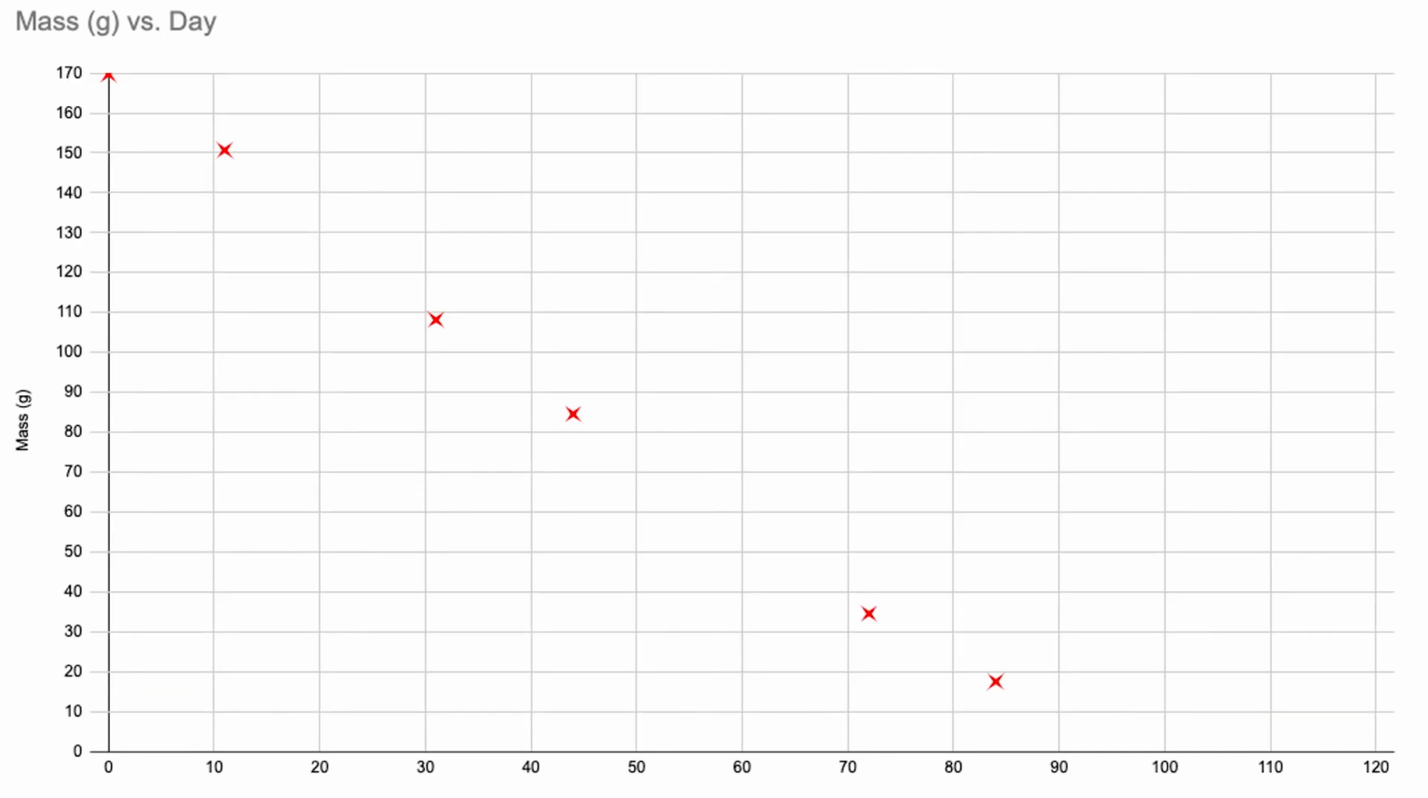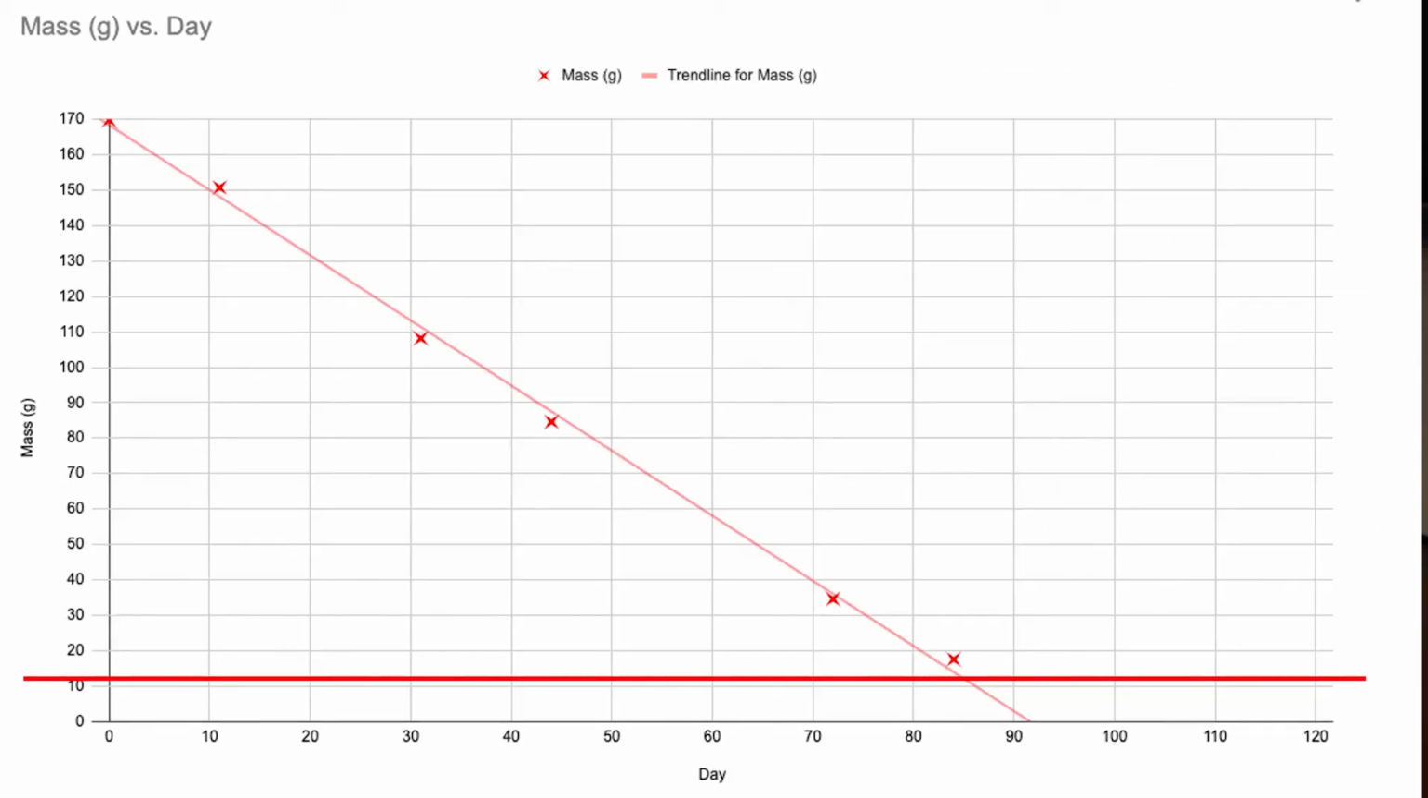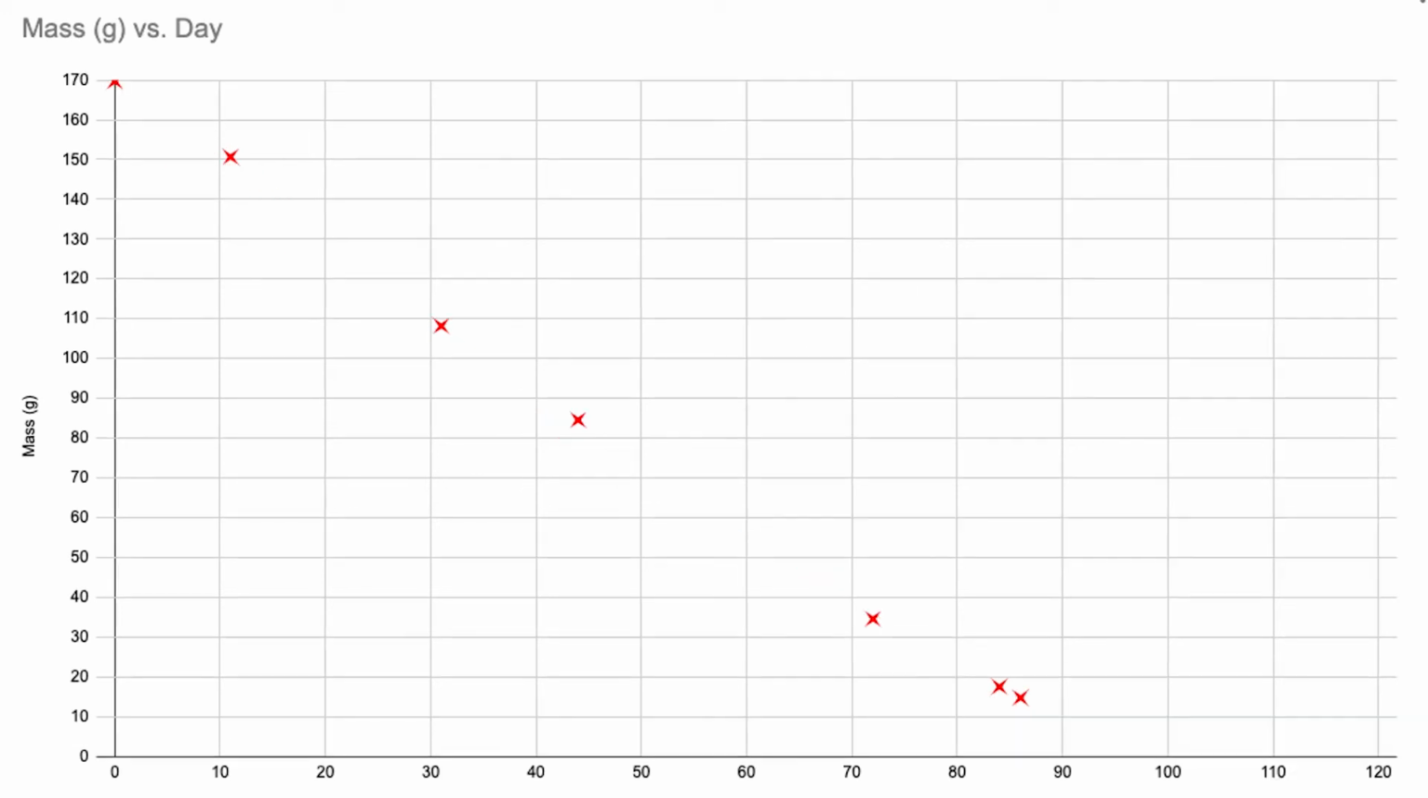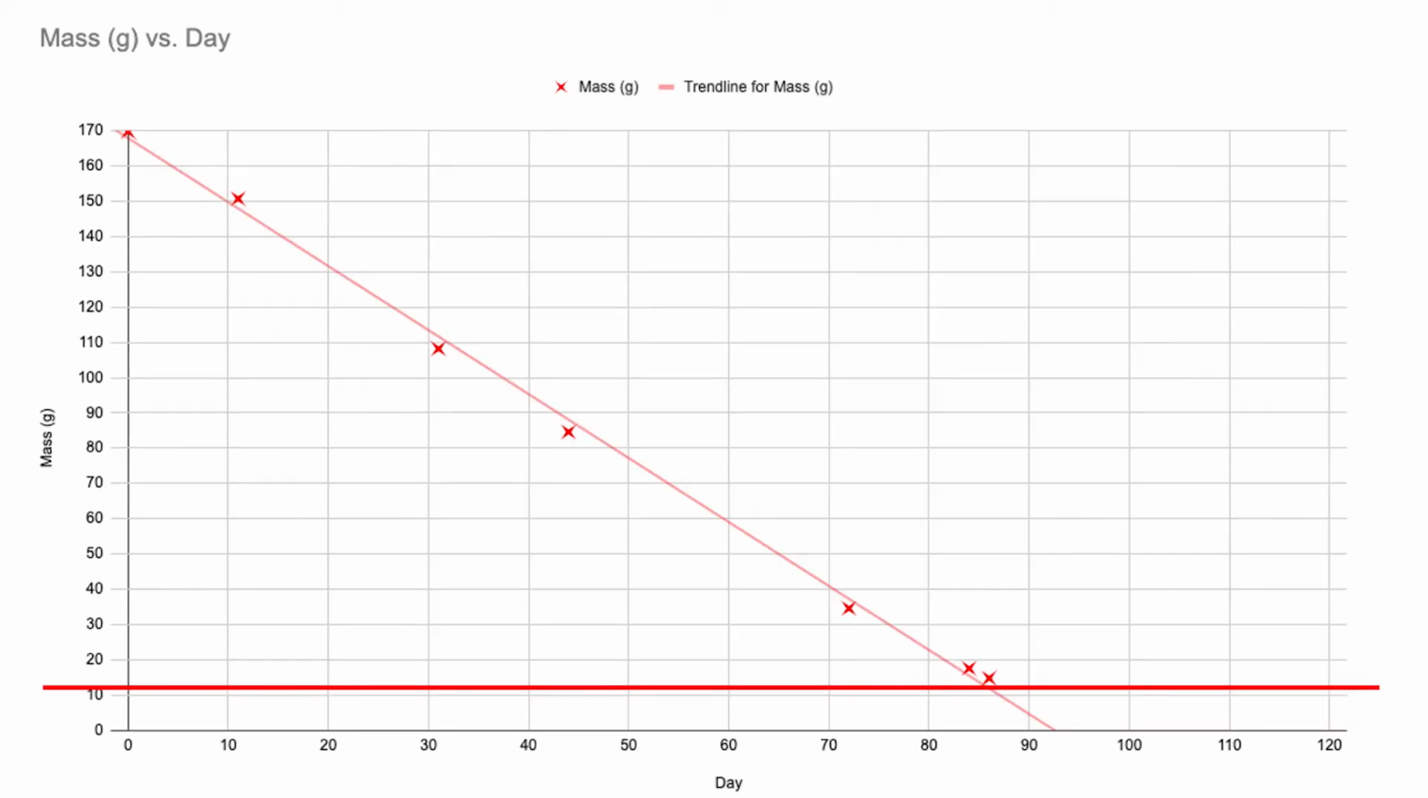Here are 2 more data points at 72 and 84 days. And as you can see, it's going to be closer to that 90 value. Now it looks like I'm going to be done in about 85, 86 days before I'm finally out of toothpaste. Here I have one last data point in my nearly empty tube of toothpaste. And my last prediction is saying somewhere around 86 days.